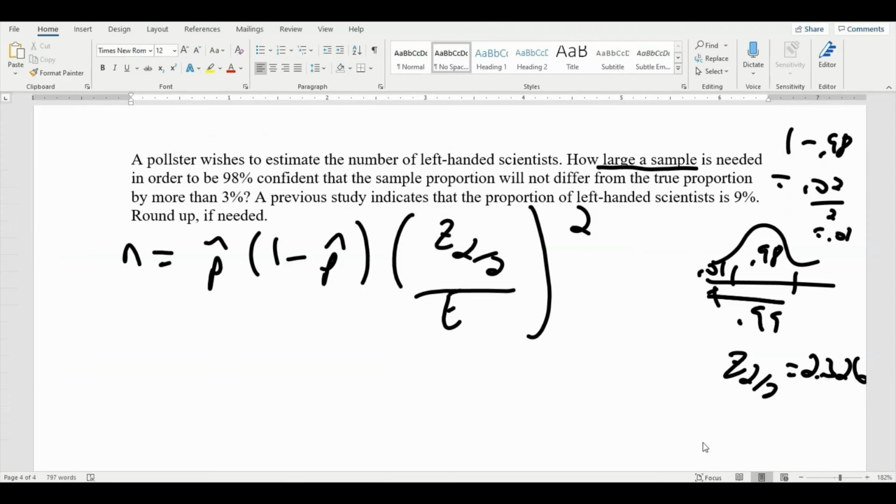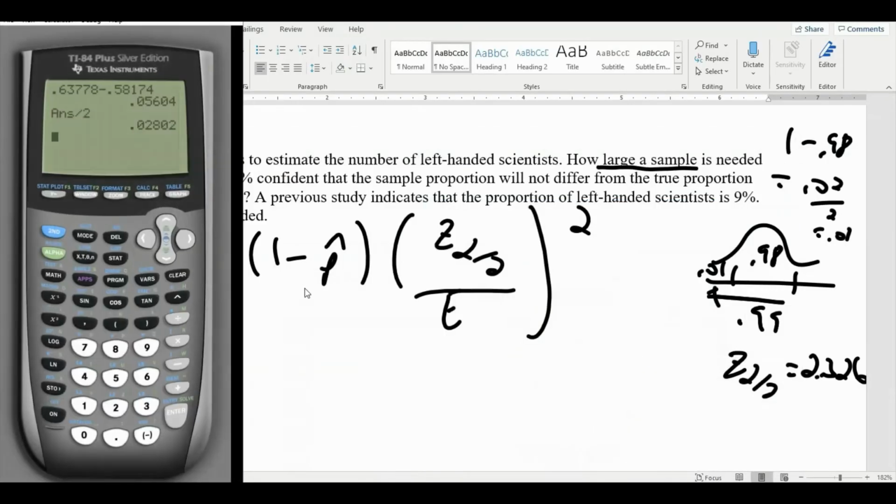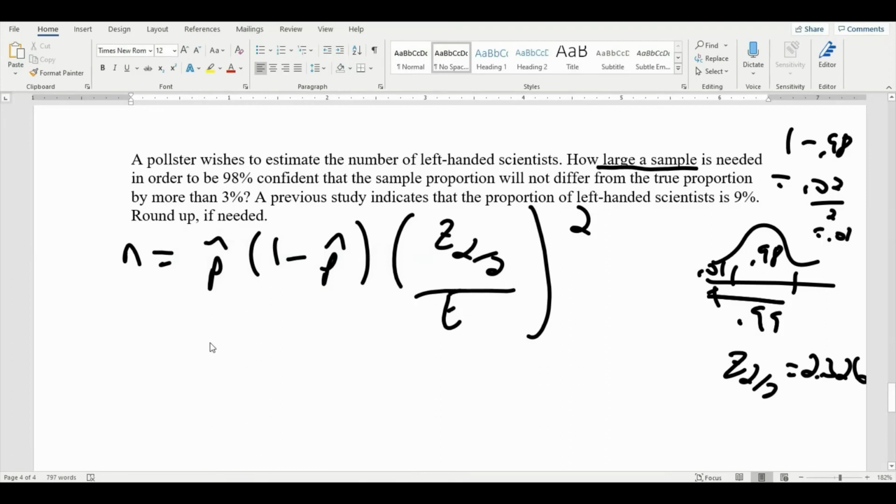That's 2.326 because we use 0.99. Get that? And if you want to use a calculator, we'll go ahead and do that. Second, vars, inverse norm, 0.99. See that? Same thing. So we already have the numerator.